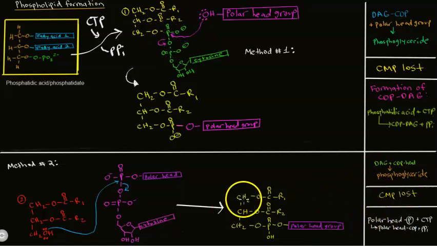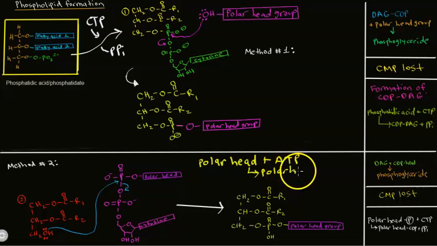In the second method, we start with DAG and we add a CDP head group to it to form our phosphoglyceride. Again, a CMP is going to be lost. Now, what's going to happen in this method, let me put this in a different color, is we're going to have a polar head group plus ATP, and we're going to need a kinase. We're going to add the phosphate to our polar head group. So we're going to have a polar head group now bound to a phosphate, plus ADP.